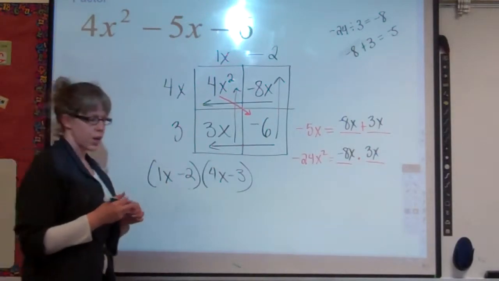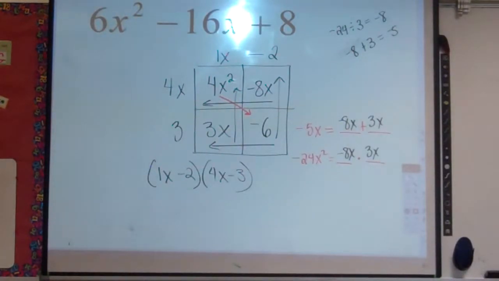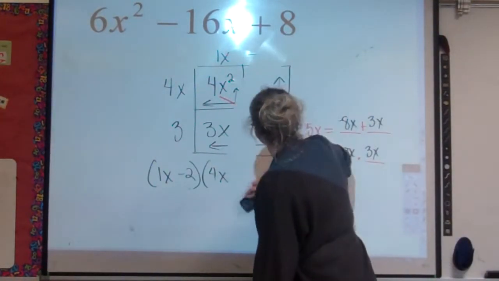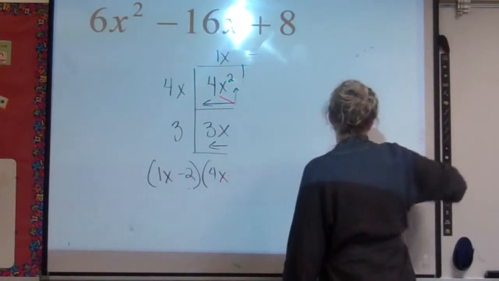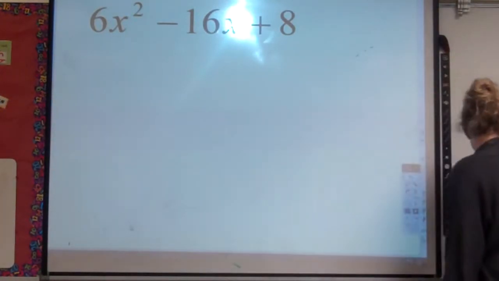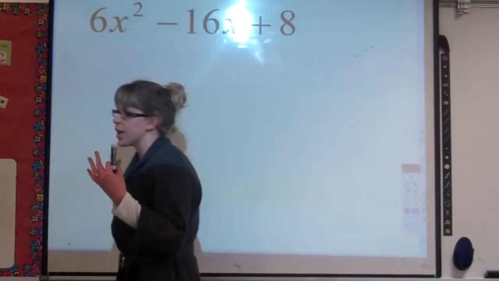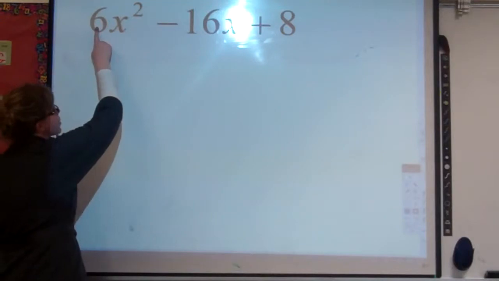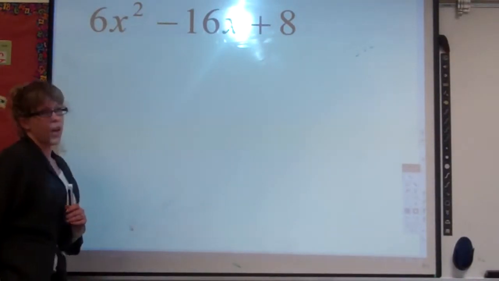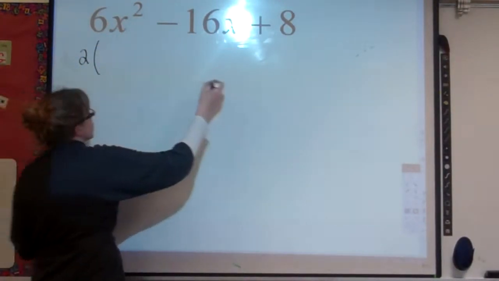One more example and we'll be all done. And this one's a little bit more challenging. 6x squared minus 16x plus 8. So when I look at this problem, these look like big numbers, 16 and 8 and 6. So I look to see, is there a number that goes into all 3 of these, 6, 16, and 8? And there is. It's 2. They're all even. So I'm going to start by factoring out a 2.